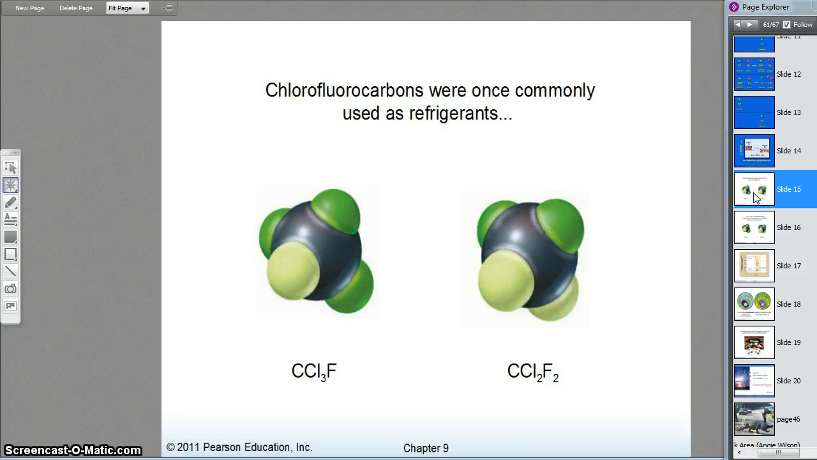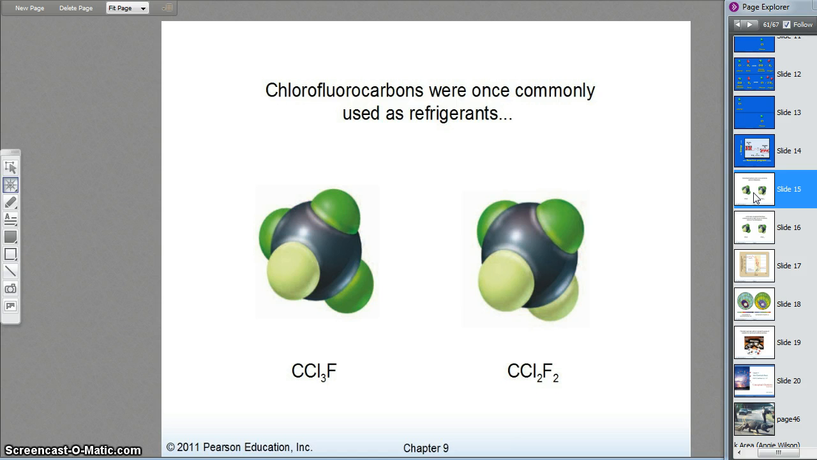So a single chlorine atom in the atmosphere can catalyze the conversion of 100,000 ozone molecules to oxygen molecules in just 1 to 2 years. It takes about 1 to 2 years for that chlorine atom to finally get grabbed by something else, where it's no longer out there to be converting ozone to oxygen.